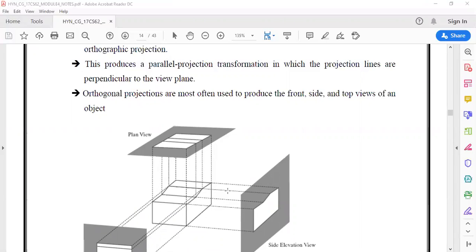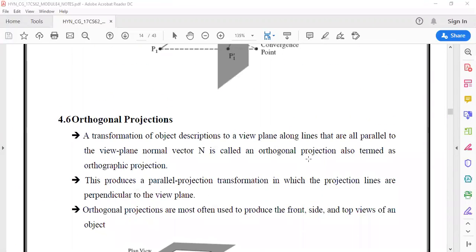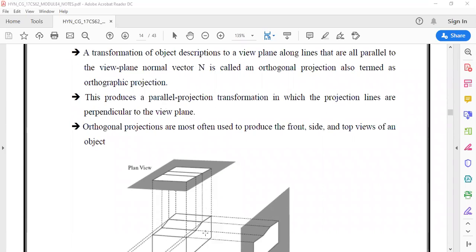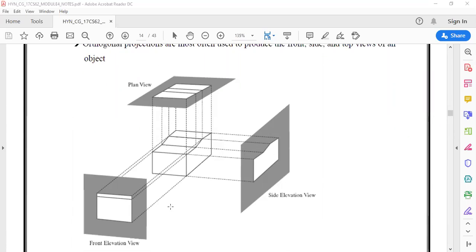If I take my projection lines parallel to the x-axis, or parallel to the y-axis, or parallel to the z-axis, then I can view that type of projection as orthogonal projection, which is also called orthographic projection. In short, any projection transformation where the projection lines are perpendicular to the view plane is called orthogonal projection. Orthogonal projections are basically used to produce the front view, the top view and the side views of the object.